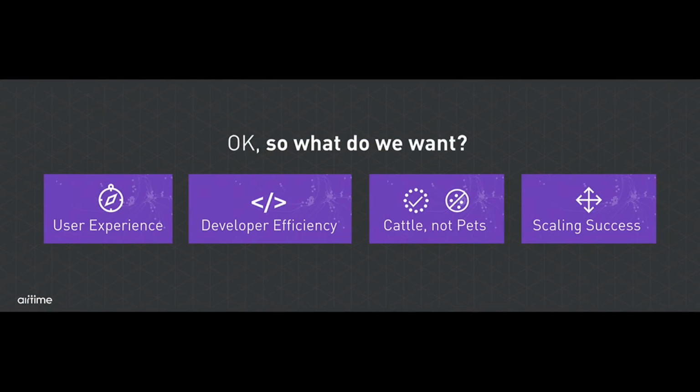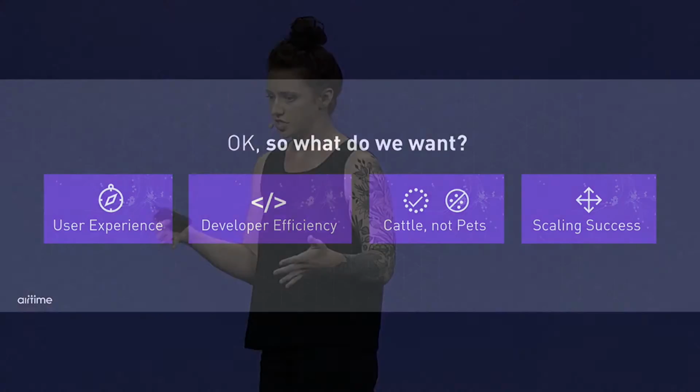We have goals. So first, user experience above all. So deployment should be zero downtime. Servers should be redundant. Traffic should be distributed. We needed to set ourselves up for scaling success. So we need to be able to scale intelligently to support varying traffic, and we need to be able to balance requests between our servers.